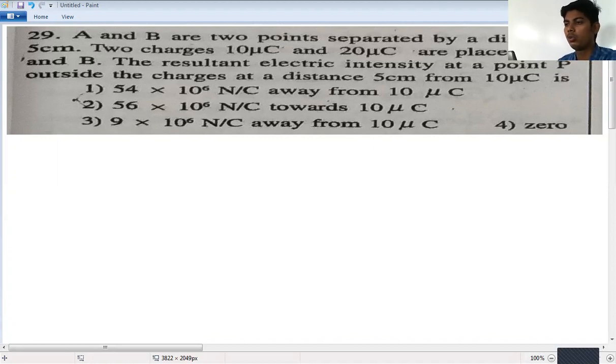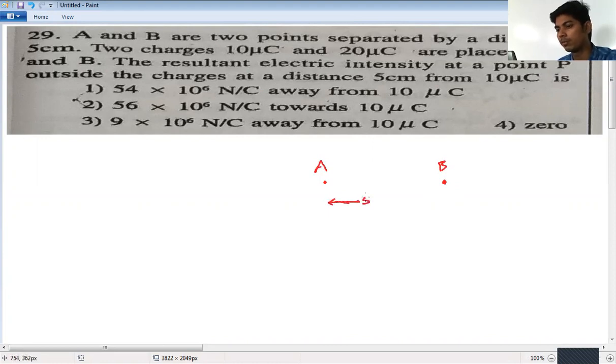According to this problem, A and B are 2 points separated by a distance of 5 centimeter. Two charges, 10 microcoulomb and 20 microcoulomb, are placed at A and B. The resultant electric field intensity at a point P outside the charges, at a distance of 5 centimeter from the 10 microcoulomb charge, is. So, there are 2 points A and B separated by a distance of 5 centimeter.